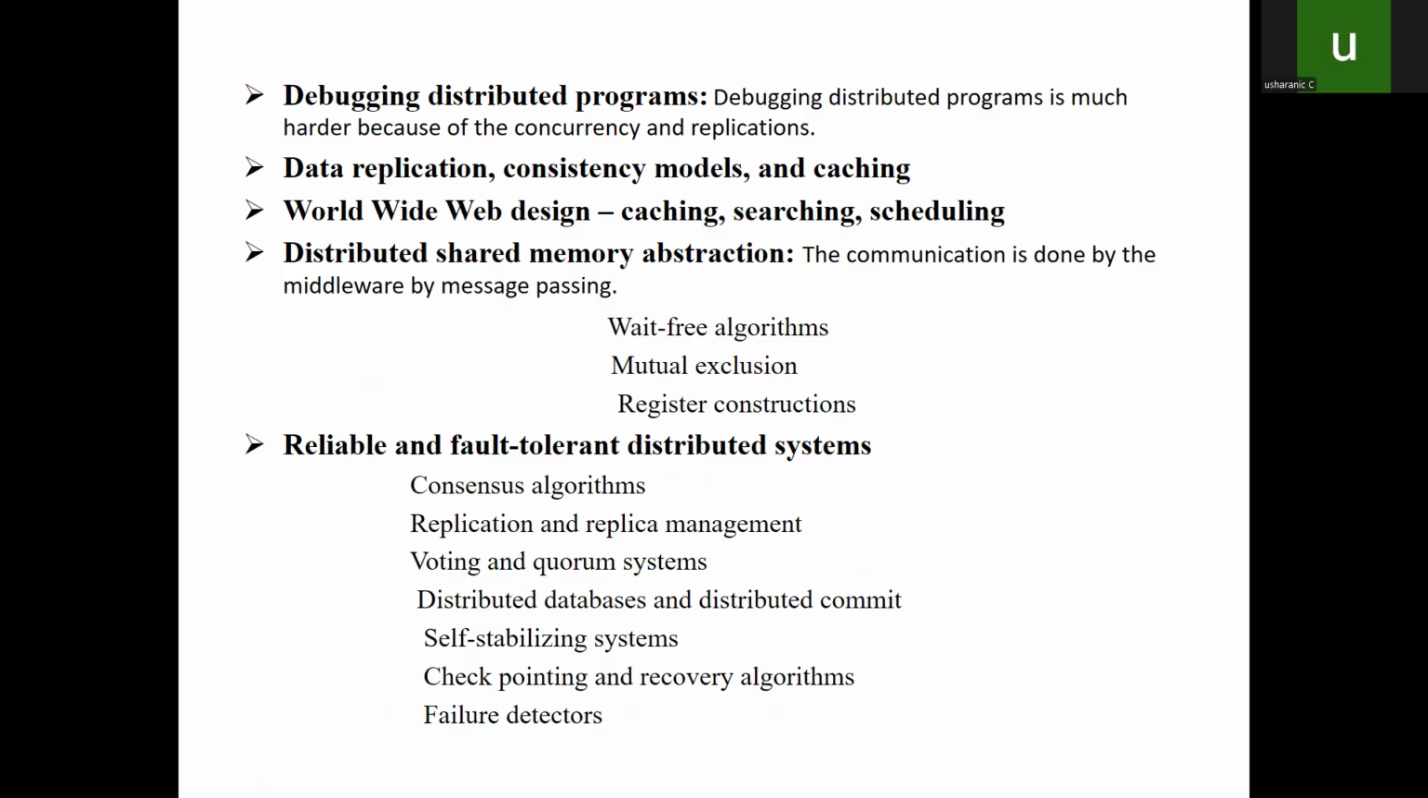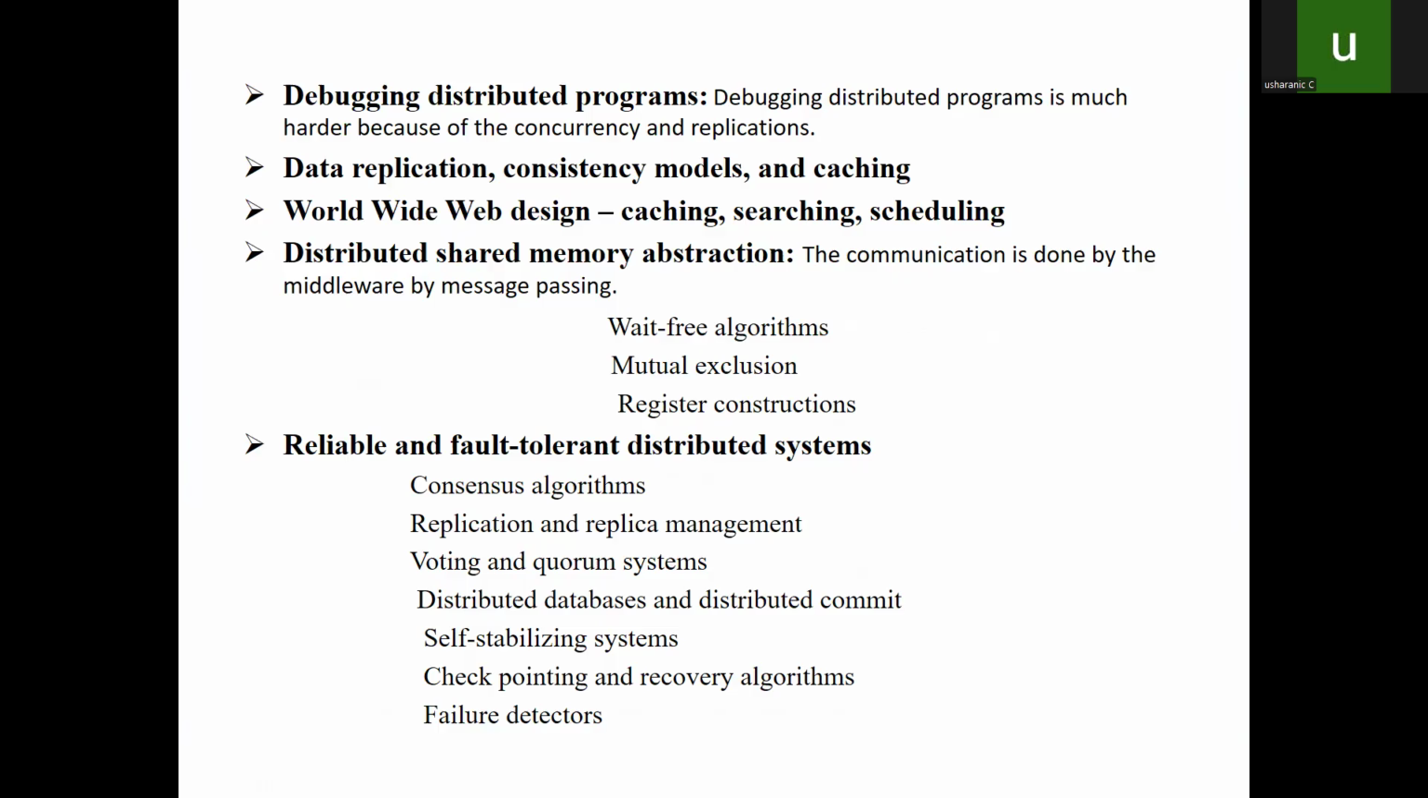Distributed shared memory abstraction means the communication is done by the middleware by passing messages. Even though physically there is no shared memory in the distributed system, the middleware can create the illusion of shared memory by using the concept of message passing. It is related to the algorithmic problems of wait-free algorithms, mutual exclusion, and register constructions.